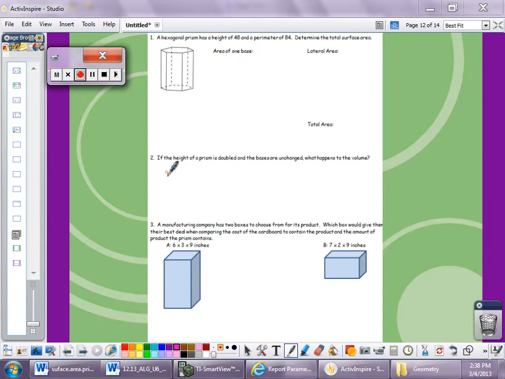So first thing I'm going to do is use this formula for the area of a hexagon. It's 1/2 AP. This works for any regular polygon, but we have special things that we can do with a hexagon. So I already know that my perimeter is 84, so I can go ahead and substitute that in for my perimeter. The next thing I need to know is the apothem.